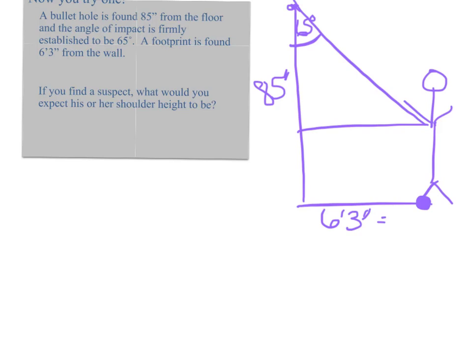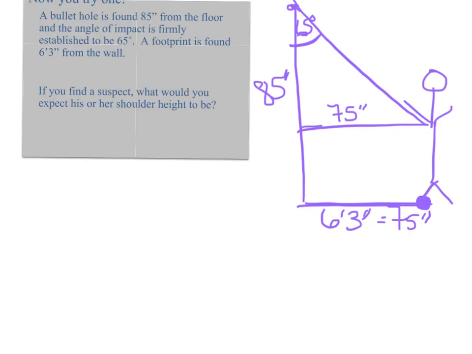Now, here's the first problem. 6 feet 3 inches is not something I can plug into my calculator. It's not something that's going to work for me. So I need to go ahead and change this into just a straight number of inches. So I have to do 6 times 12, because there are 12 inches in a foot. 6 times 12 plus 3 is going to give me 75 inches. So this distance is 75 inches. That means that this distance is 75 inches.